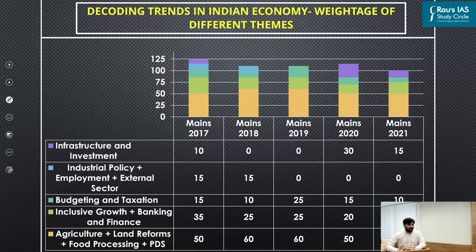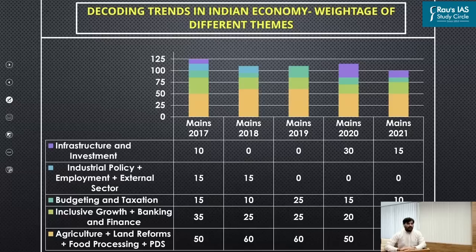But once again, I ask all the students to be more cautious when preparing for the Indian economy, because suddenly next year's mains examination, we can expect at least like 15 to 20 marks from the theme of industrial policy, employment, and external sector. We cannot afford to ignore any themes.